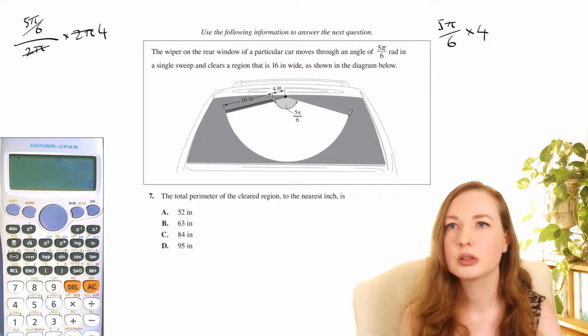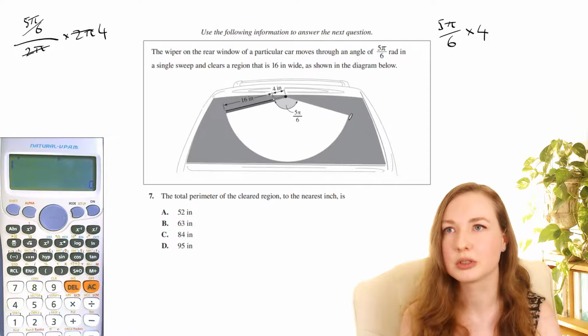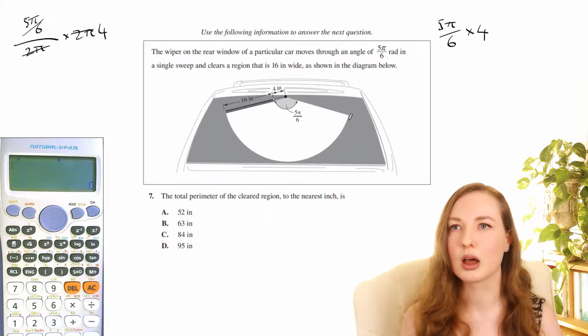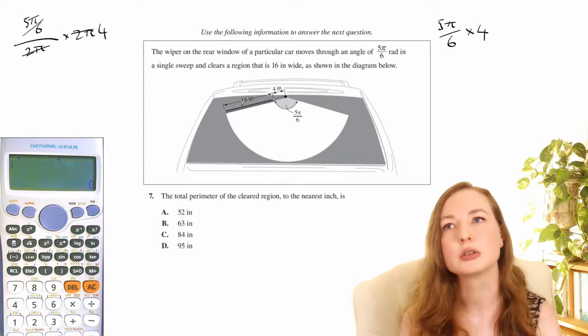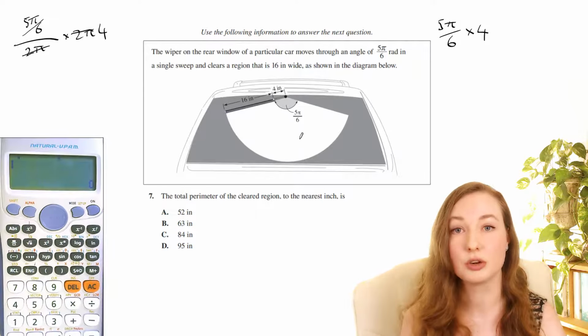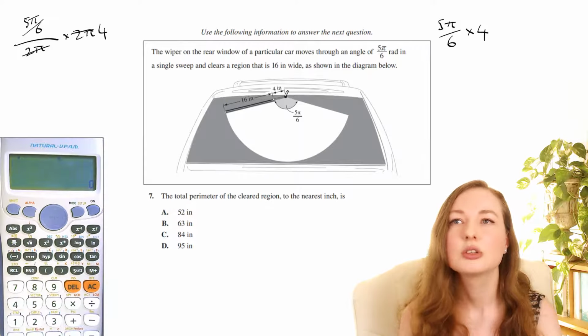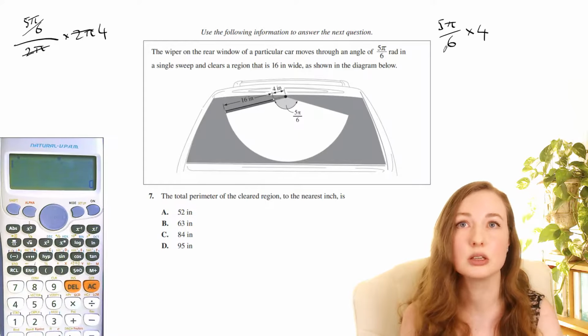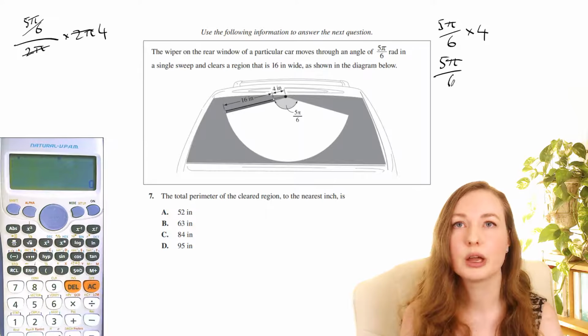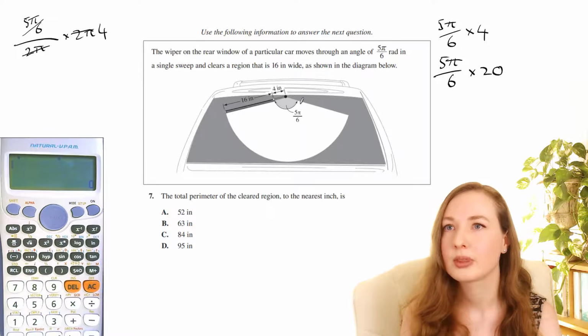Similarly, this one will be the radius of this circle times 5 pi on 6. Now, I think this is where a lot of people probably went wrong, because what they might have done is use 16 as the radius. But the radius is the distance from the center of the circle to the edge. Now, the center of the circle is here. So we want this distance all the way from there to there. That's going to be the radius. So that's 20. So that bit's going to be 5 pi on 6 times 20.